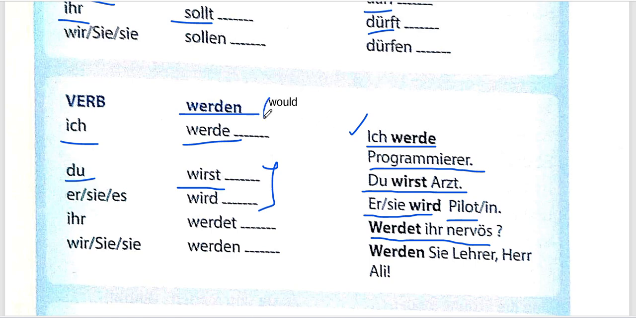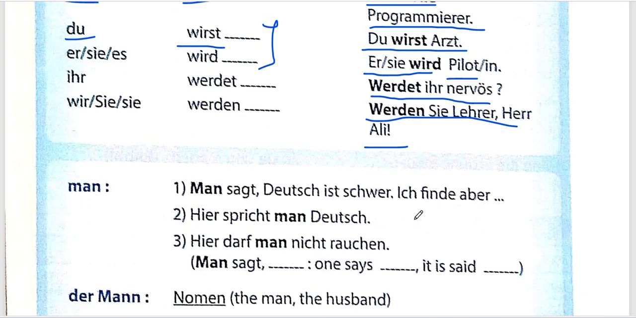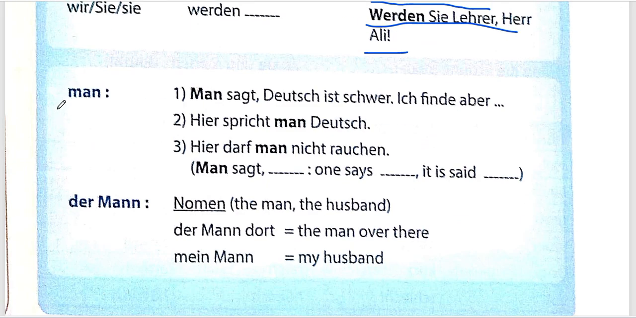See, would and become are also very much appropriate with werden, but the reason I'm not telling you become is because you might get confused with bekommen, which is another verb, which also means to get, I guess. Anyways, let's move on. So werden Sie Lehrer, Herr Ali? That means would you become a teacher, Mr. Ali? Yeah. Okay, now if we talk about man and der Mann, what are these?